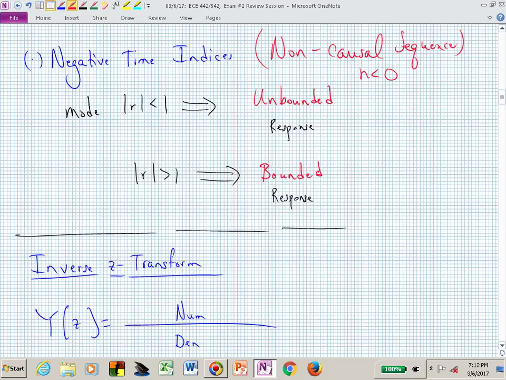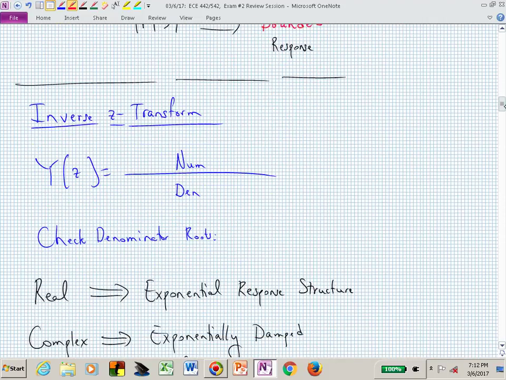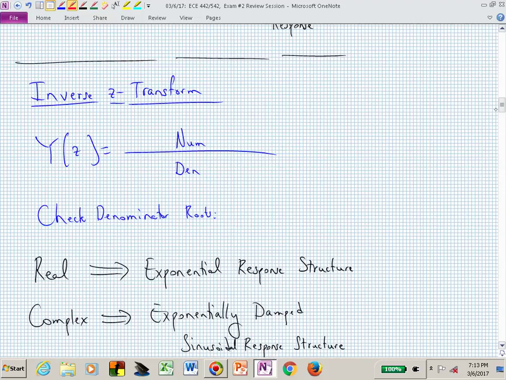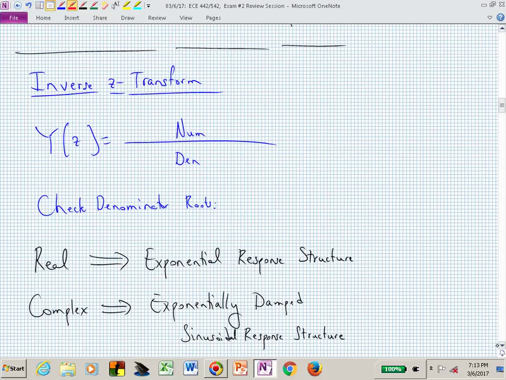What about inverse Z-transforming? For this we have to have not only the transform, but also the region of convergence in order to uniquely identify the sequence y of n from a Z-transform capital Y of Z. Just by looking at the denominator roots, we can tell what kind of structure we are going to have in our time domain. And we can have a combination.